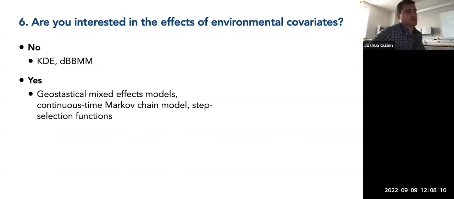There are things such as geostatistical mixed effects models that can account for spatial or spatial temporal autocorrelation as a random effect. And then you can use environmental variables as covariates that impact the space that's being used, the probability of using a given area.